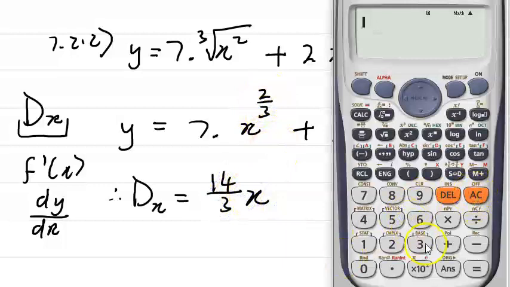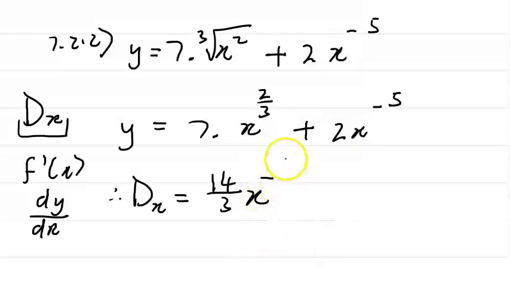And if you don't like working with fractions, you can just say 2 over 3 minus 1. Remember, we subtract 1 according to the rule. And then we get minus 1 over 3. So we're going to write minus 1 over 3. So that's already done now. We found the derivative there.